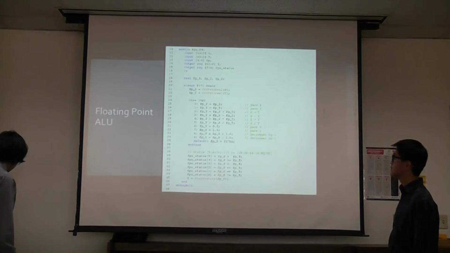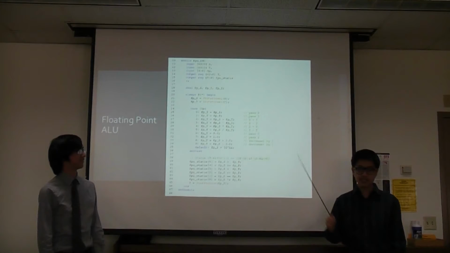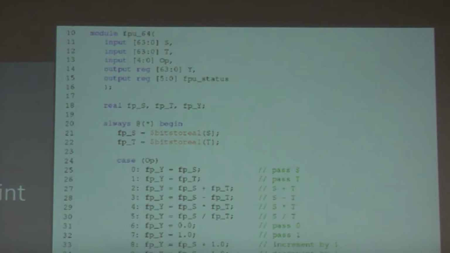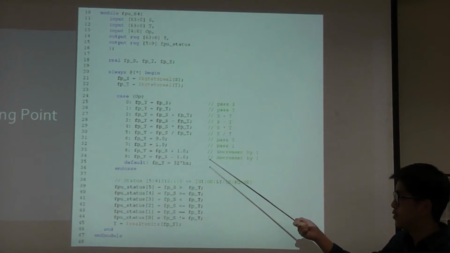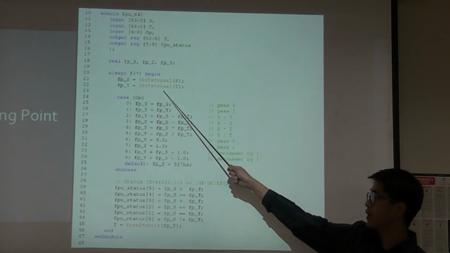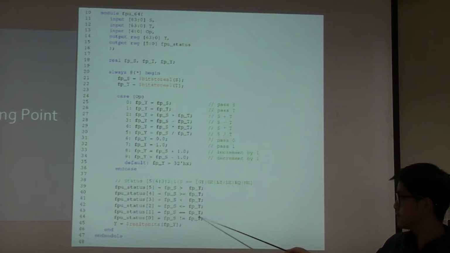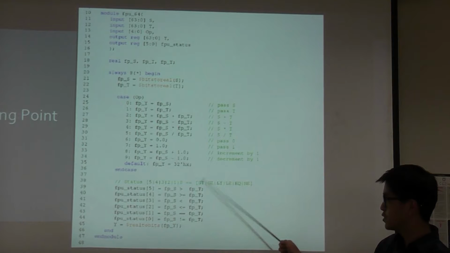So here's the actual code of it. The first thing to note is that this is not synthesizable. We found an old module. Really, this ALU is pretty much identical with the exception of the status flags, but in terms of the case statement, it's identical to our normal integer ALU. The only difference is this right here, and this is what makes it unsynthesizable. We have status flags here that ended up being unused in our current implementation, but can be used in the future for various types of branches.